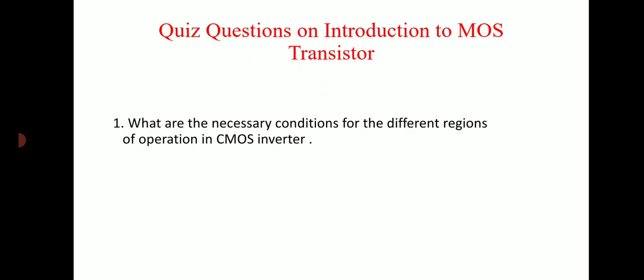Here is a question on the introduction to MOS transistors. What are the necessary conditions for the different regions of operation in a CMOS inverter?